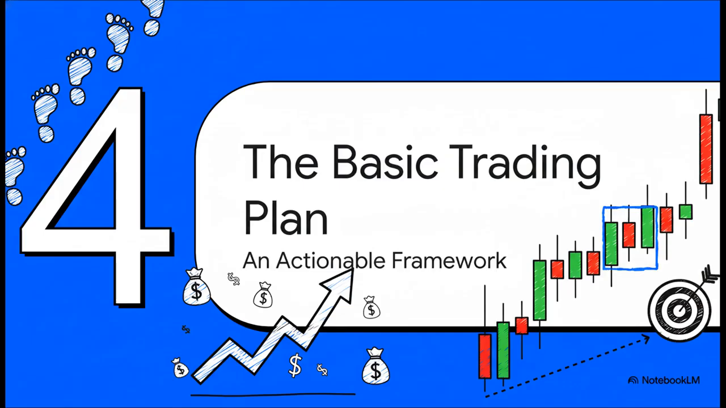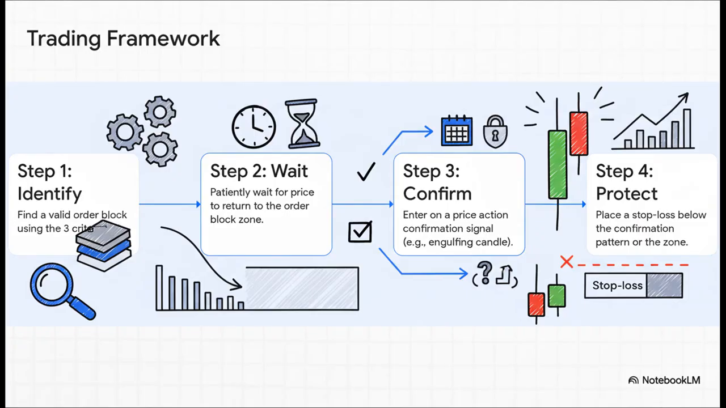Fantastic. So now we know how to spot these footprints with confidence. But spotting them is one thing. How do we actually trade them? Let's build a simple, actionable plan. The process here is all about discipline. Step 1, you identify a valid order block using our 3 rules. Step 2 is where most people fail. You have to be patient. You do not chase that initial big move. No way.